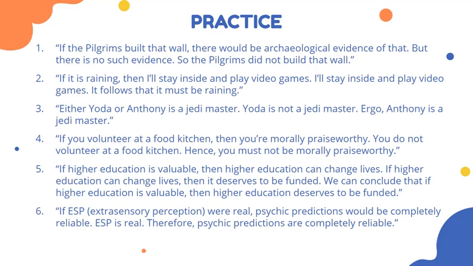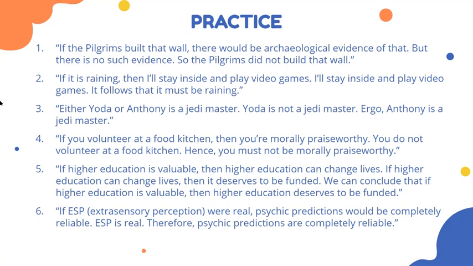So that argument is valid, and that is a disjunctive syllogism. Now, is it a sound argument? No, right? Because premise 2 is false. Yoda is a Jedi Master, but it's still a valid argument. That is a disjunctive syllogism.